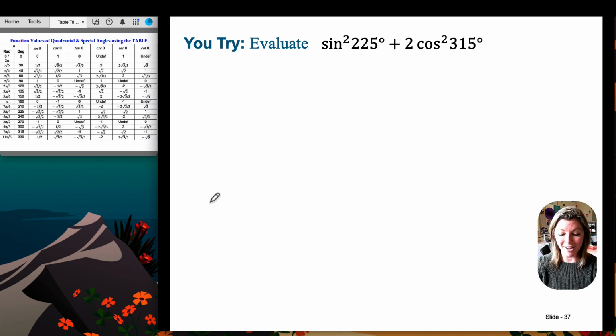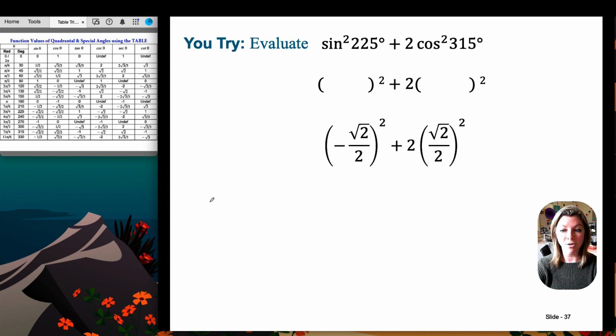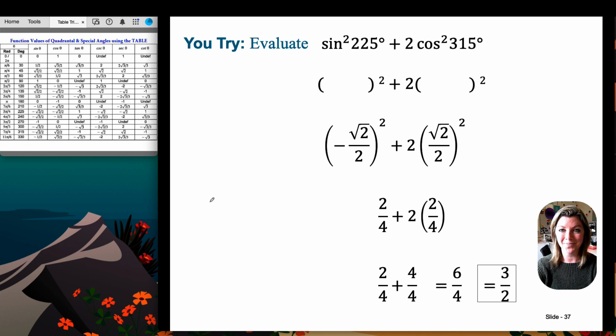Welcome back. Let's see how you did. If you created a blank template, that's one strategy. It would look like this. Filling in those blanks would be the negative radical 2 and the positive radical 2. From there on out, just simplifying, our value takes us to this, followed by the multiplication of 2 and 2/4. And finally, the addition brings us to 6/4, which in its most simplified form is 3/2.